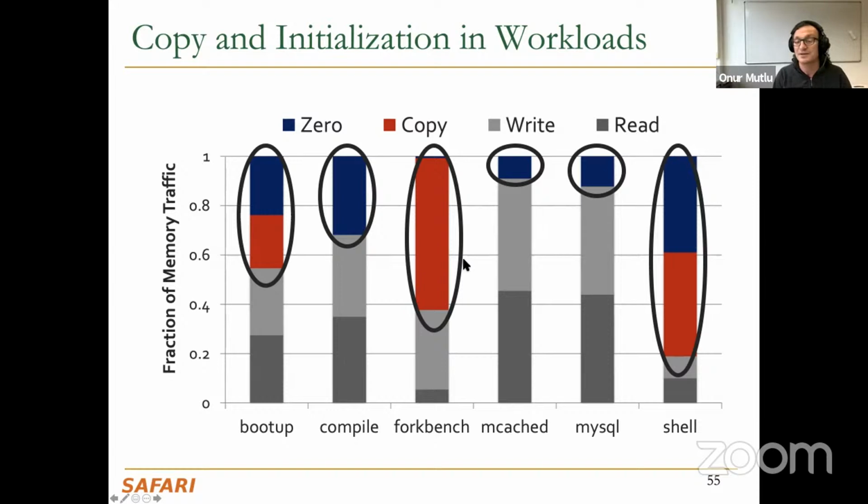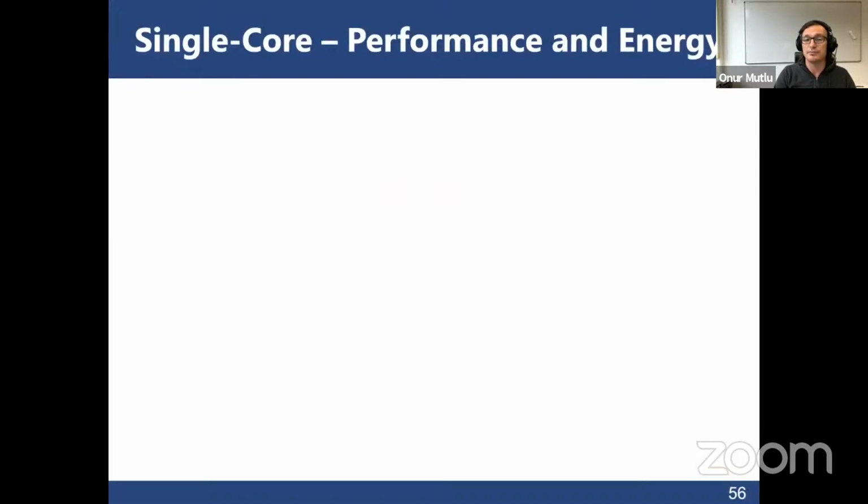And the paper actually analyzes forking in detail. This is kind of the poster child, if you will, for this paper. But there are other applications that are clearly important also, like shell script, which is heavily intensive in both copy and initialization. Okay, the paper evaluates the benefits of RowClone in terms of single core performance and energy.